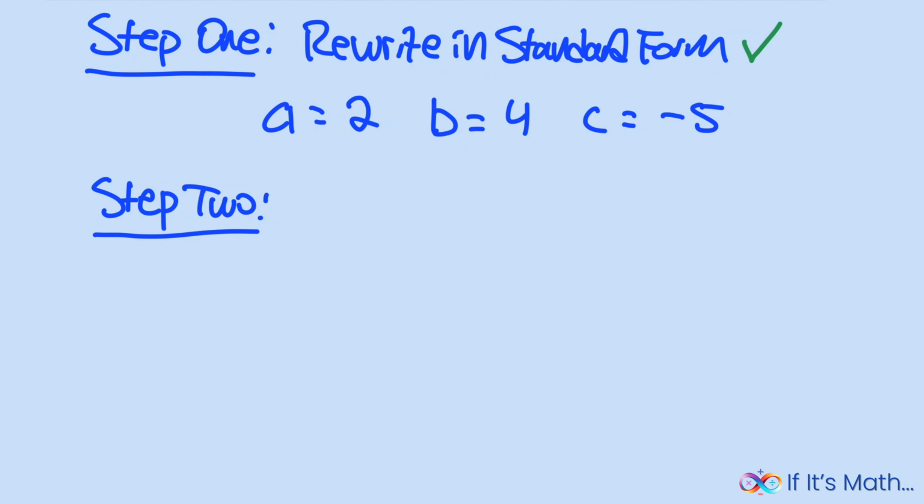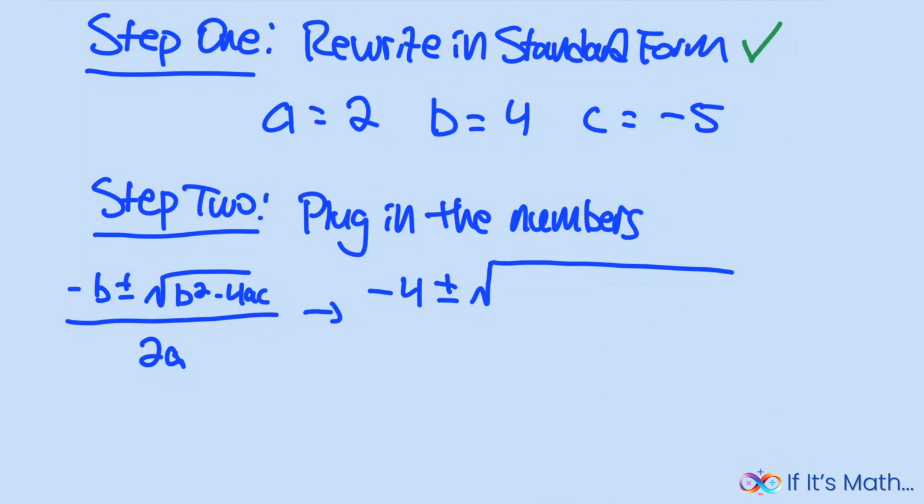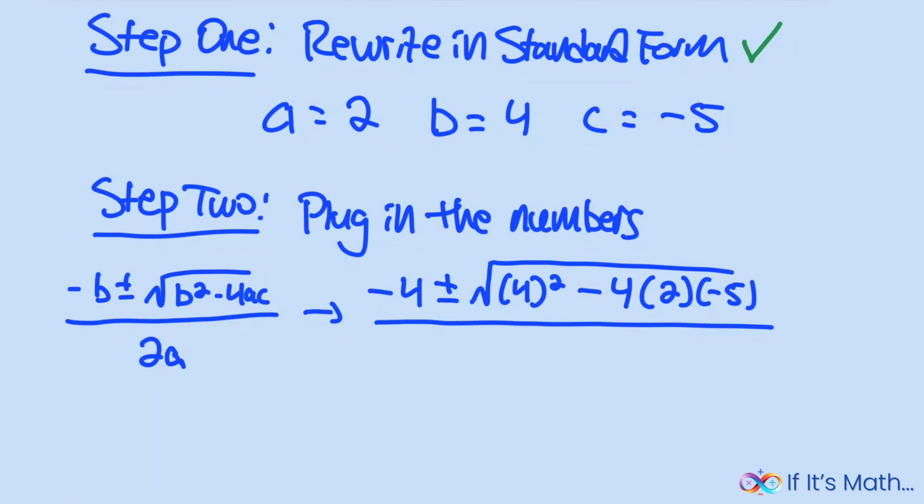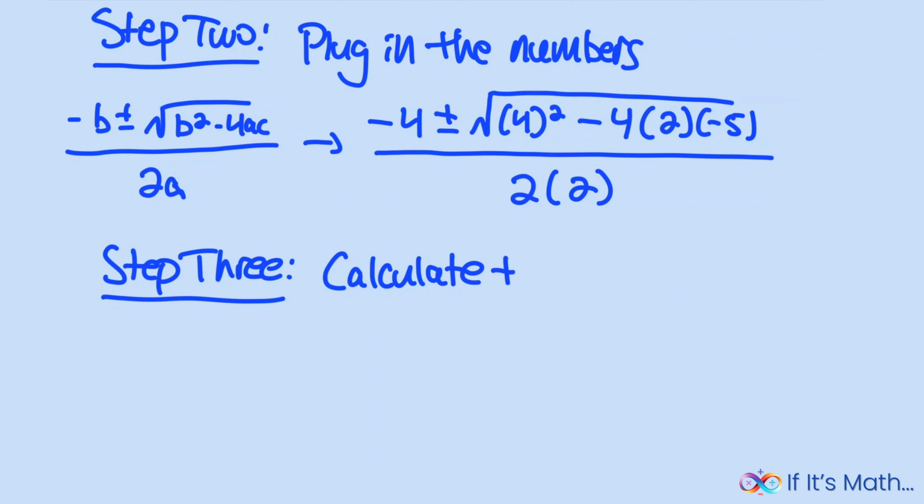So step 2 is plugging in the numbers. Here's our quadratic formula again, and we're going to plug in our 4, our 2, and our negative 5. So this is what we end up getting with the quadratic formula as we plug in all those numbers. So step 3, and this is where it's going to get a little complicated. This is where we are going to start calculating those two solutions. And this time we're not going to be able to get rid of the square root. So let's see what happens.